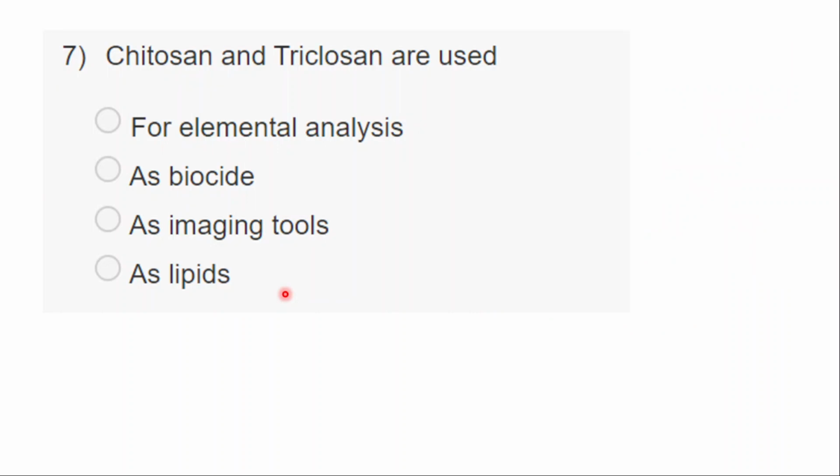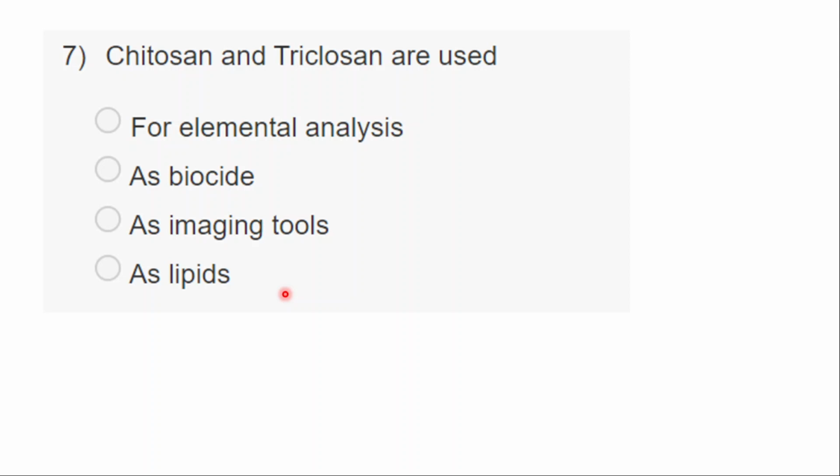Okay, question number 7. Chitosan and triclosan are used for dashed. Two chemicals or two molecules, chitosan and triclosan, are used for dashed. For elemental analysis, as a biocide, as imaging tools, or as lipids. It's a tricky question. Chitosan and triclosan.